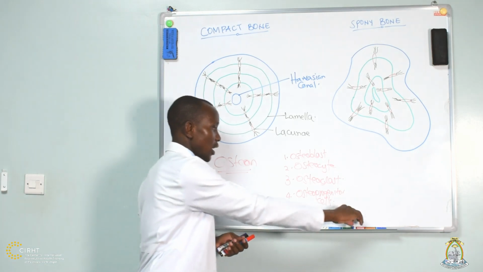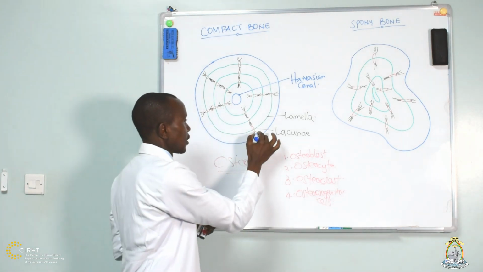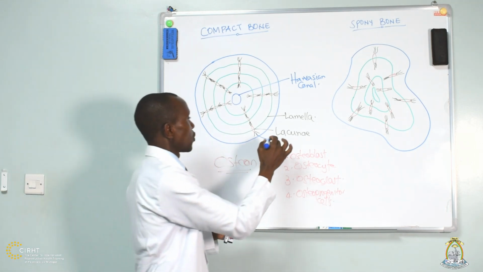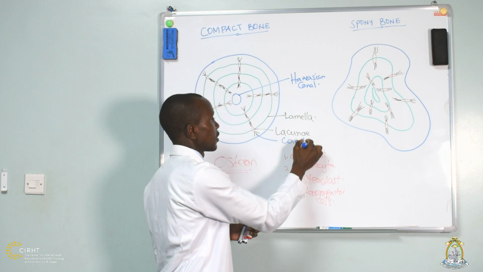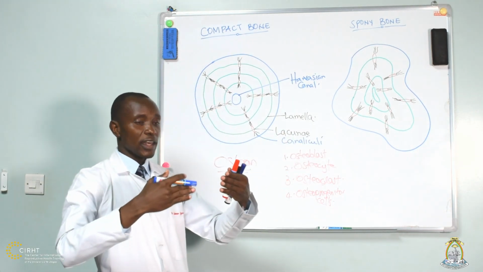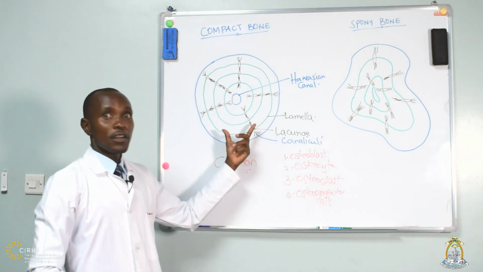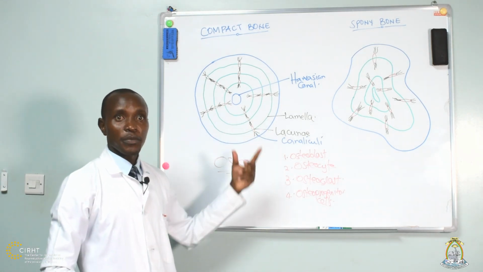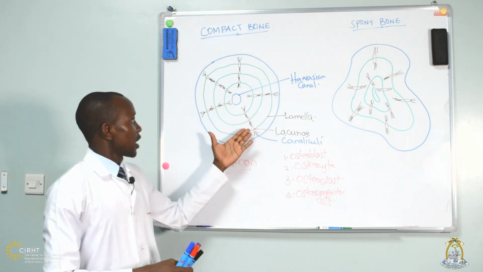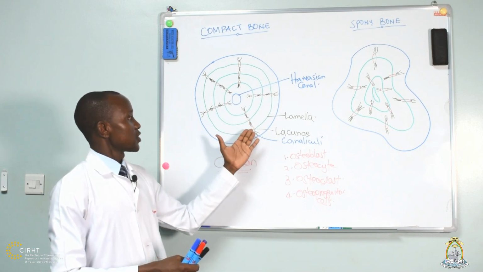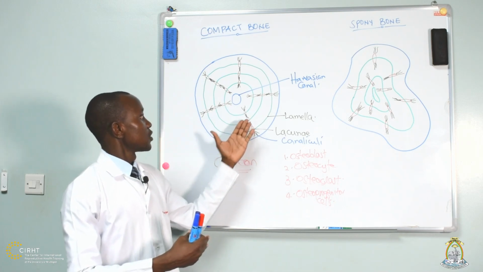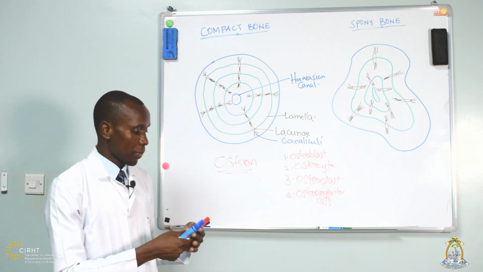Projecting from the lacunae are some structures that look like ciliary-like structures, which are called canaliculi. Canaliculi project from the lacunae. And the importance of canaliculi here is to connect one lacunae to the next lacunae. It also mediates the attachment of one lacunae to the next, and it acts like a gap junction between these two lacunae.